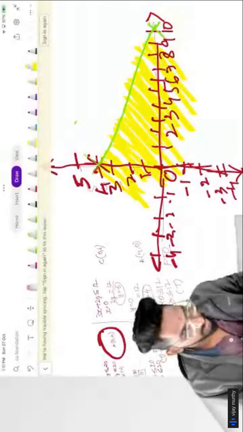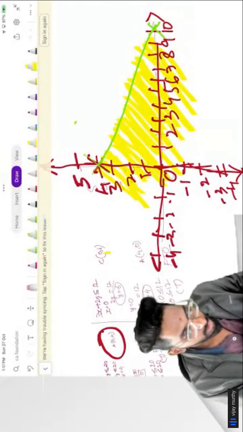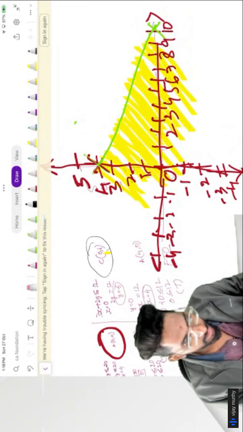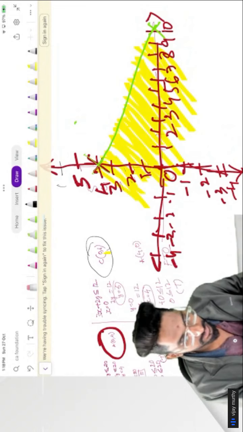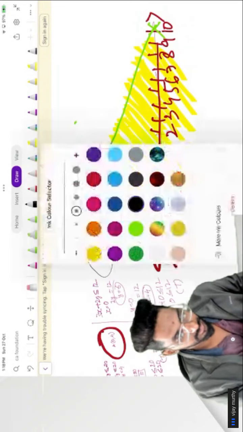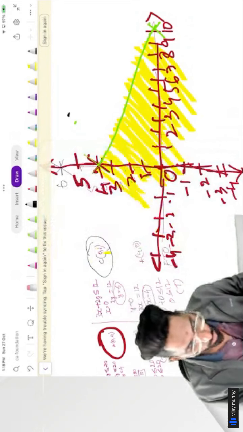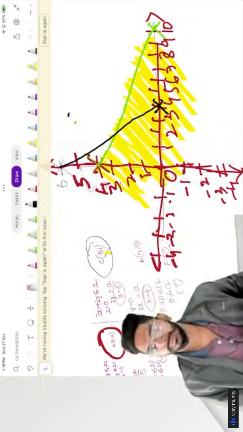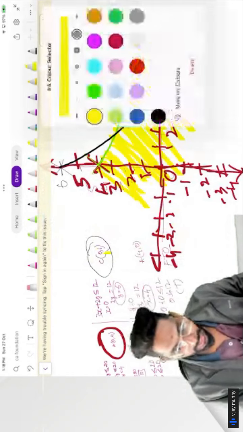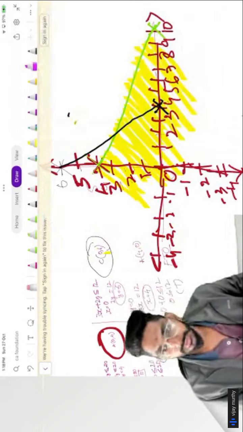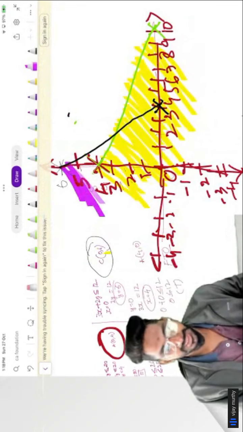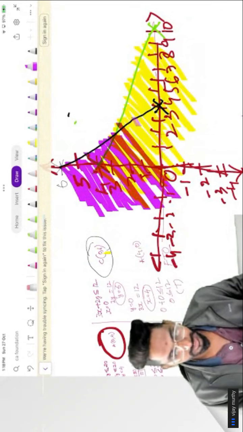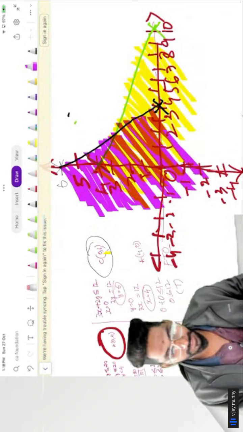Next, if x is 0, what is the value of y? 6. So if x is 0, the value of y is 6. Here it is. If x is 4, the value of y is 0. So you will get one straight line like this. Do you agree? So what is the feasible region you get? The feasible region is towards the origin. Correct now?